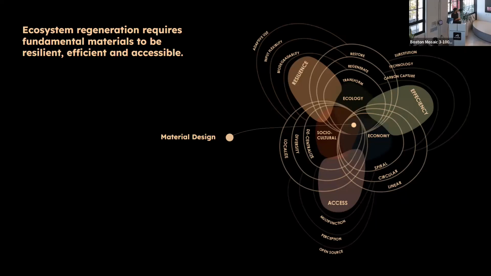Economy and ecology are connected through efficiency, I feel, because things need to be more optimized, so the cost can be lower, where people can actually feel like they can use these materials in an accessible way. And that brings you to access, which is not just the access to the physical materials, but also to the information, the knowledge that is required to use these materials.